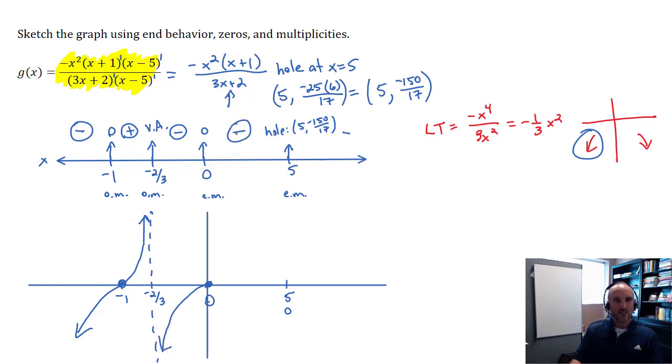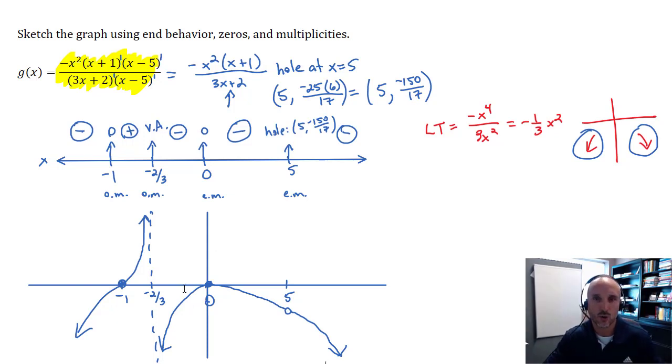Between 0 and 5, I've got negative outputs, and I have to hit the hole in my graph over here, so something like that. And then from 5 on, I have negative outputs, so I have to stay below the x-axis and exhibit this kind of end behavior, so I'll simply curve in that direction. And there's a sketch of this function that has a hole in the graph.